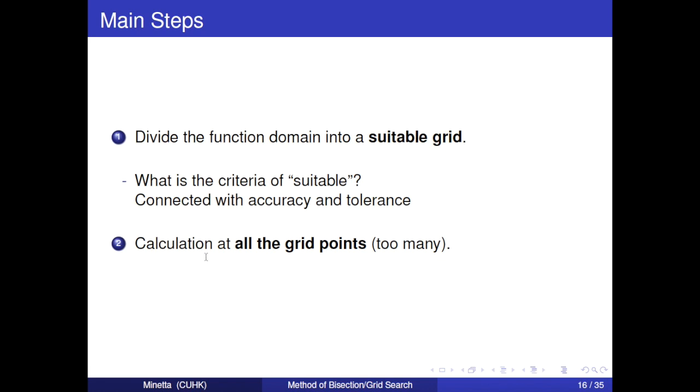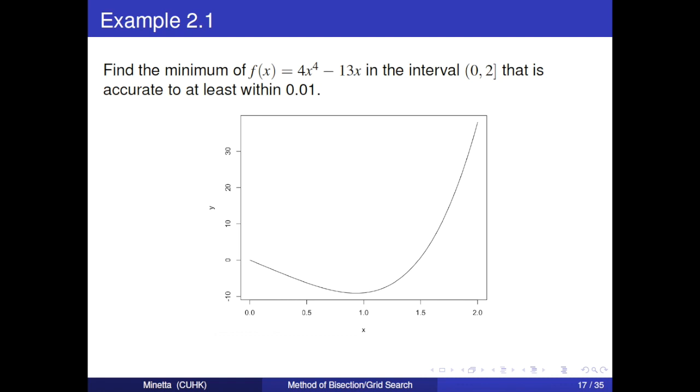Then, do calculation at all the grid points. However, there are too many grid points. We use an example to explain it. For the function f(x), find the minimum in the interval 0 to 2, that is the accuracy, to within 0.01. Similarly, we plot it first.